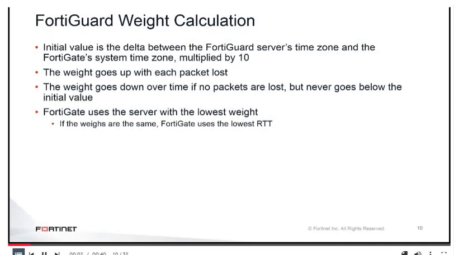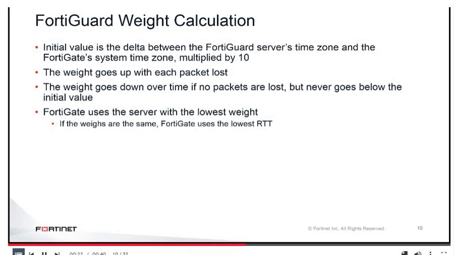This is how FortiGate selects the server to send the rating request to. FortiGate initially uses the delta between the server's time zone and the FortiGate system time zone multiplied by 10. This is the server's initial wait. To lower the possibility of using a remote server, the wait is not allowed to drop below the initial wait.